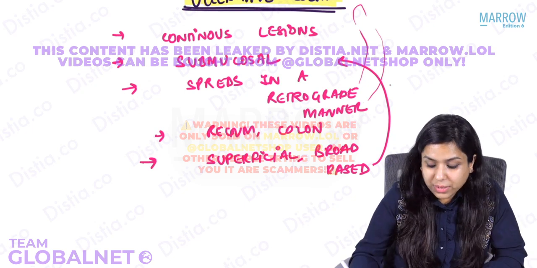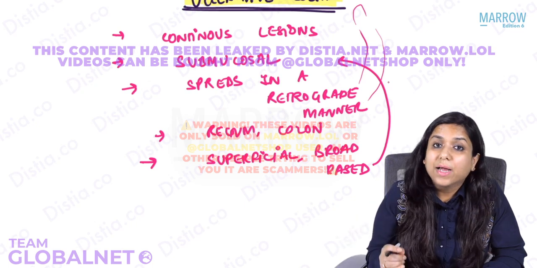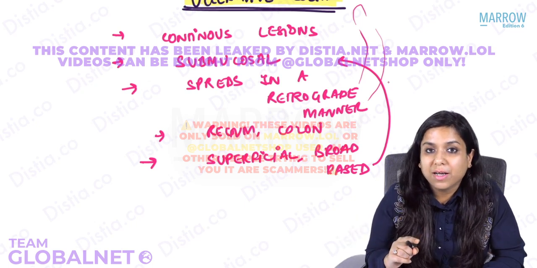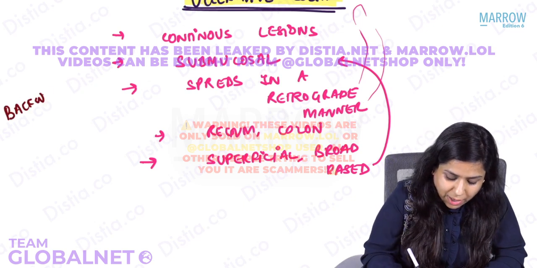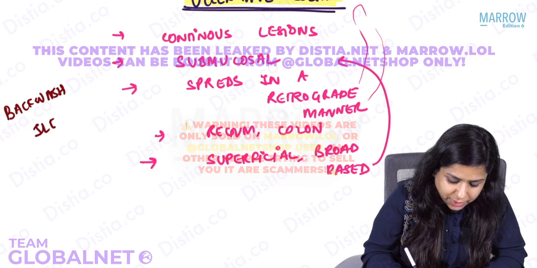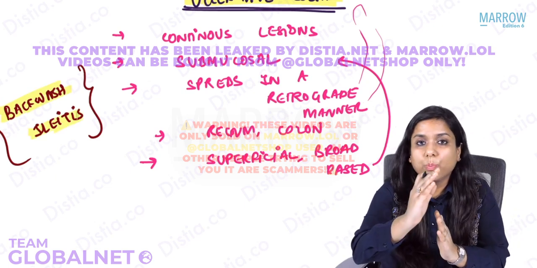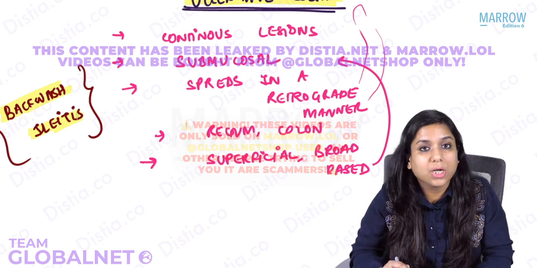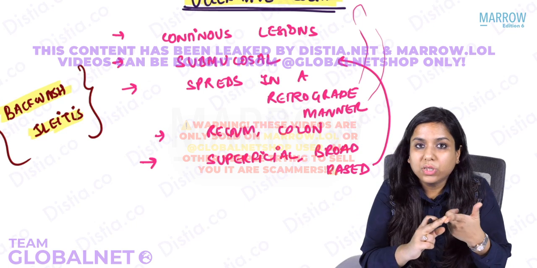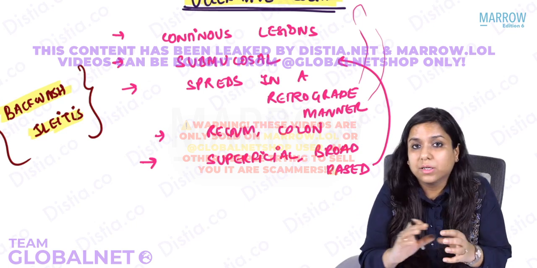Clear? Now, when this disease involves the rectum and spreads upwards towards the colon, it can come towards the terminal ileum also. In that case, it is called backwash ileitis. When the disease from the rectum spreads upwards to the colon and enters the terminal ileum, it is called backwash ileitis. Simple. So backwash ileitis, submucosal, the ulcer is superficial and it spreads in a continuous fashion.